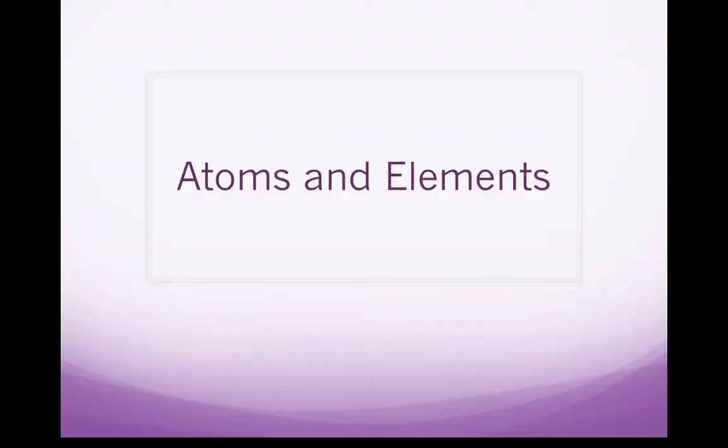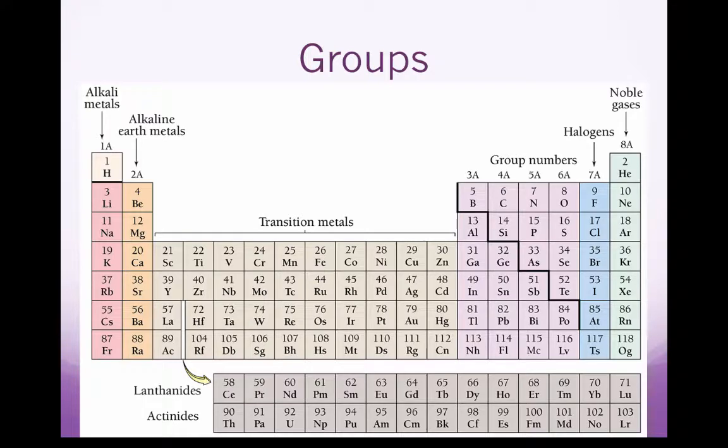Okay, today we're going to continue our talk on atoms and elements. So we already talked about the periodic table some, but let's talk about groups. So a group is a vertical column of elements that have similar properties. There's two big groups, the main group elements and then the transition metals.